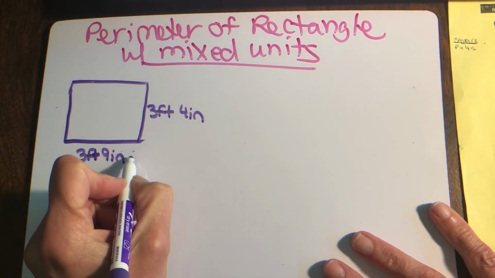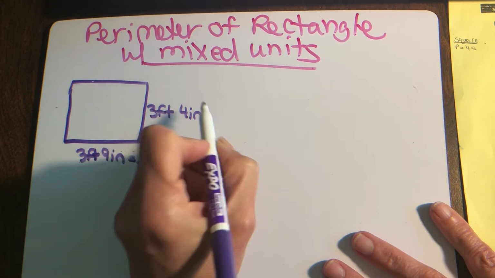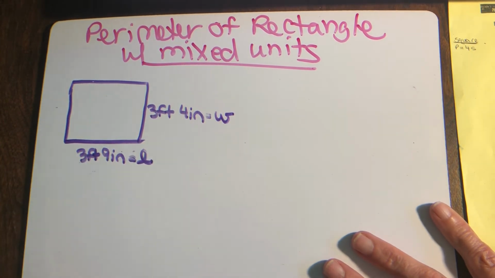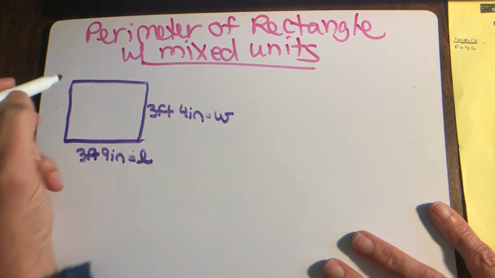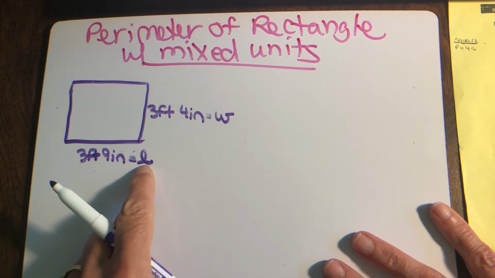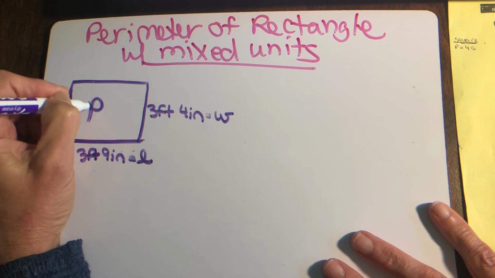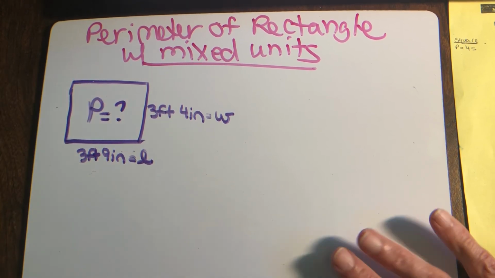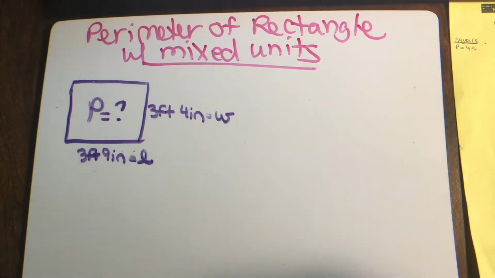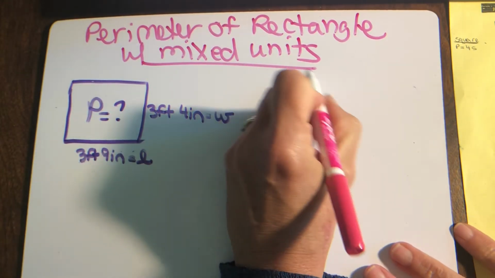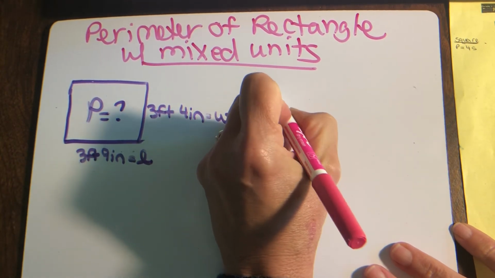Now, this side will be the length, and this side will be the width. Why? Because this is the longer side, and that's the shorter side. Remember, just stick with that as a rule of thumb. Label what you don't know. P equals question mark. And the next step, remember, is to write our formula. So I'm going to work to the side. You need plenty of space.